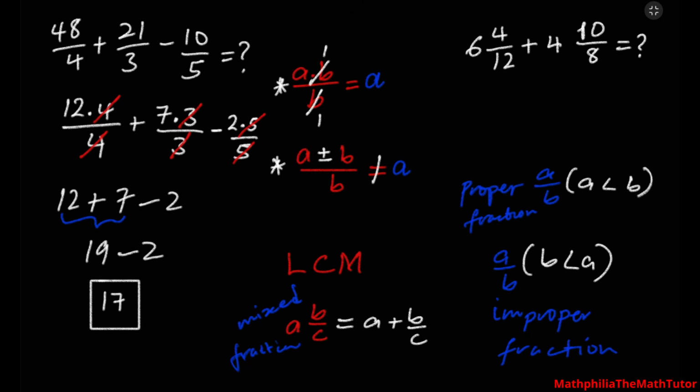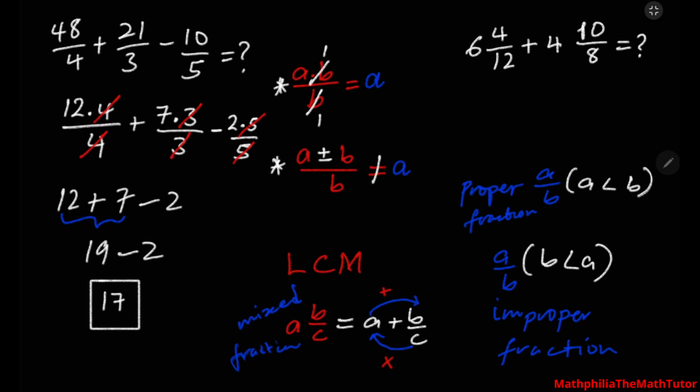Well, it is simple. You just multiply C by A. C multiplied by A. This is just a multiplication sign here. Okay? You multiply these two and then add the result to the numerator. Okay?